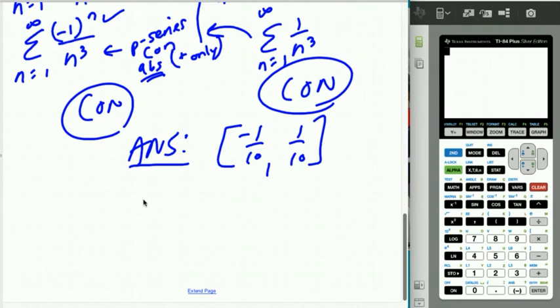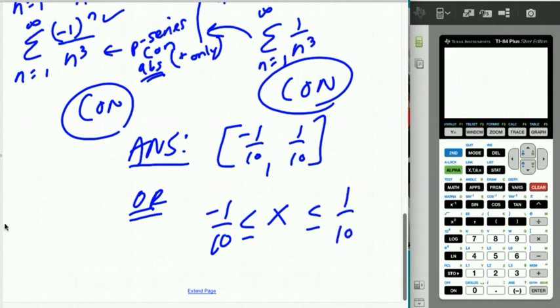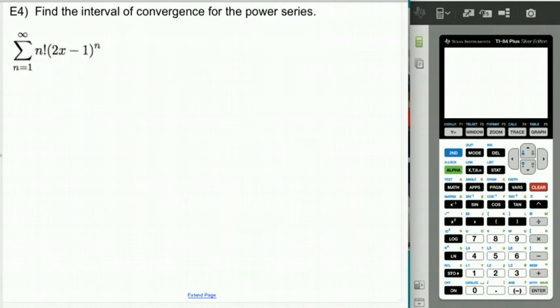So my answer is going to be negative 1/10 in a bracket to 1/10 in a bracket. Or if you're not a parenthetical notation person, you could have said negative 1/10 is less than or equal to x is less than or equal to 1/10, right? Either of those would be fine. All right, let's do another one.